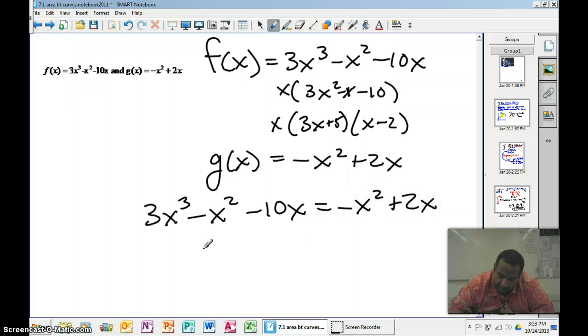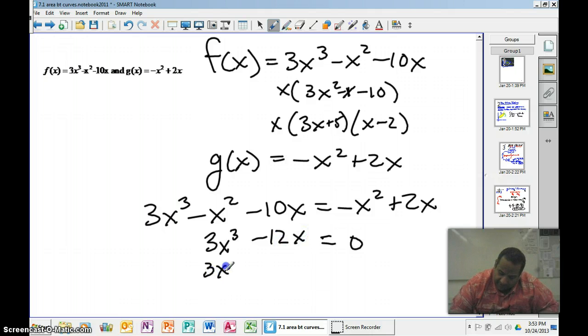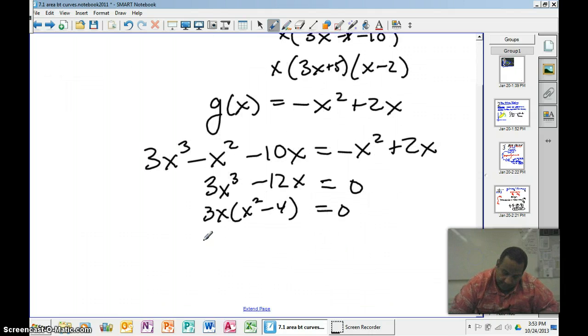All right, this guy moves over, this guy moves over, and we got 0 is equal to... Oh God, this is so hard. This is the hardest part of the whole thing, I tell you. All right, I factor out a 3x, and I get x squared minus 4 equals 0. All right. So now we're done.